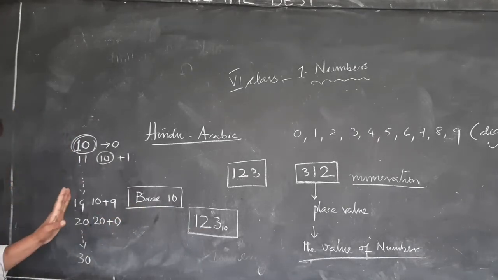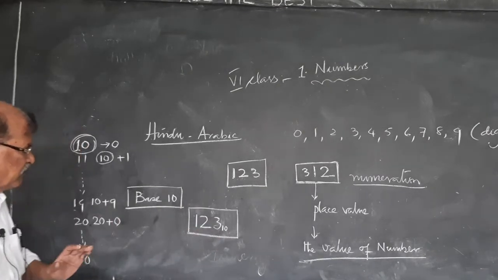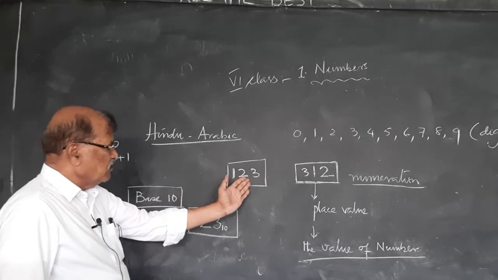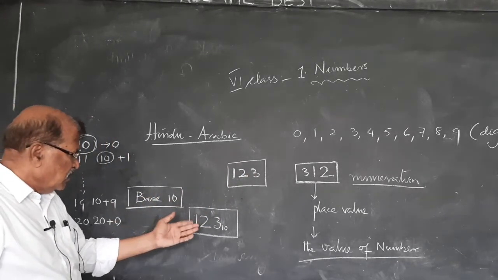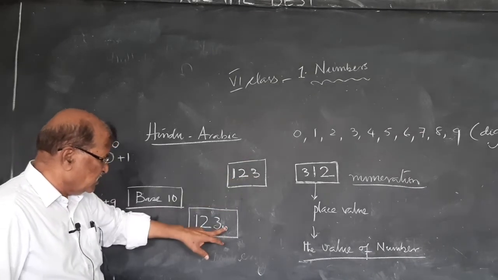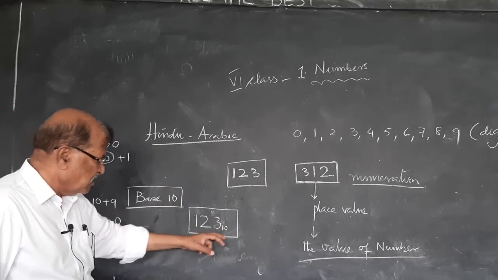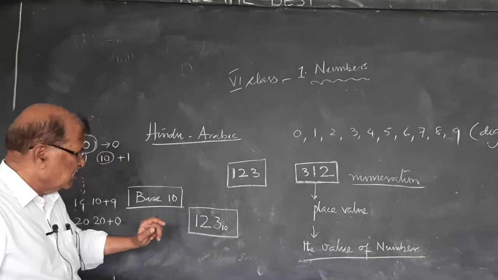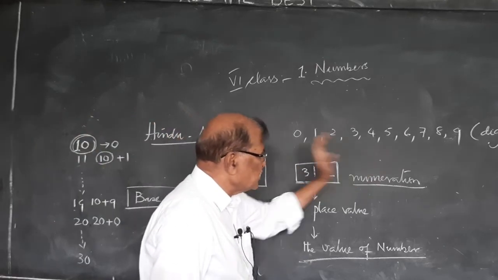If you observe carefully, we don't find the numbers written as 123 to the base 10. We simply find 123 only. If you write 123, it means 123 to the base 10. Base 10 need not be written. So we should understand that we are learning base 10 systems.